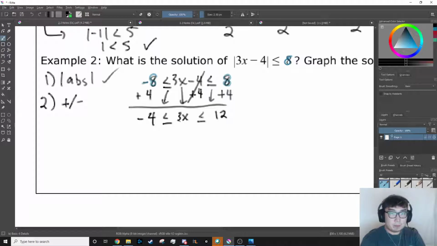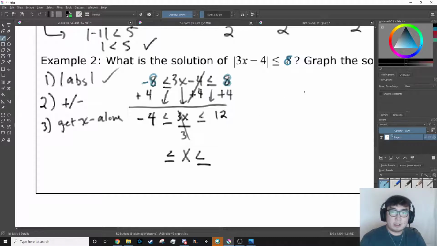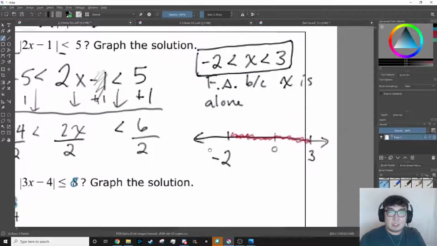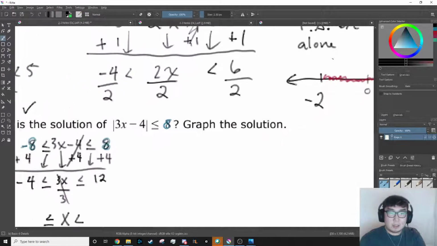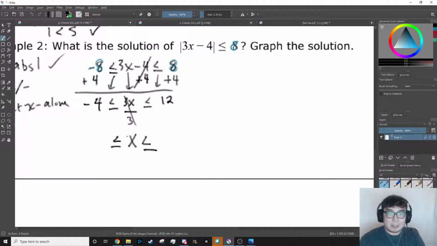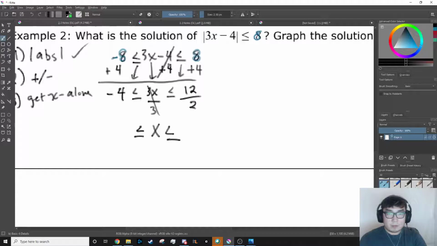And now, my last step is to divide by 3. Oh, this is step 3. Get x alone. So, dividing by 3 gets my x alone. So, pretty much my answer right here will be my final answer, right? Because I stated earlier that this is my final answer because x is alone. This step right here, dividing by 3, gets my x alone. So, I have to divide. I can't divide for free. I have to do it to the left and to the right because I have two equal signs.